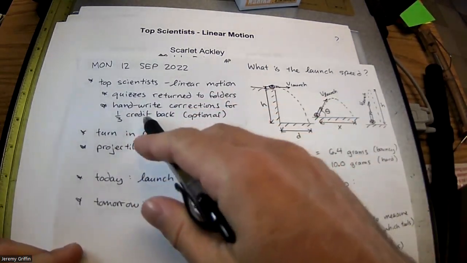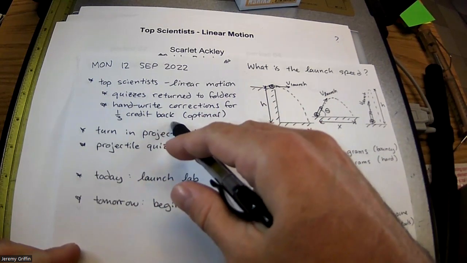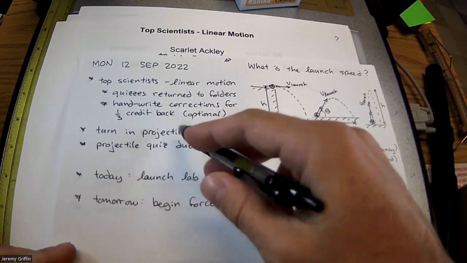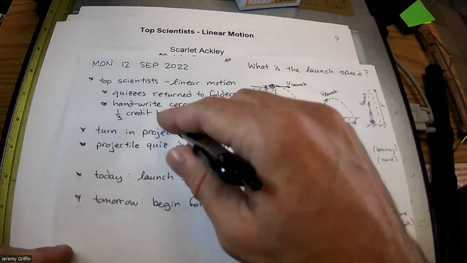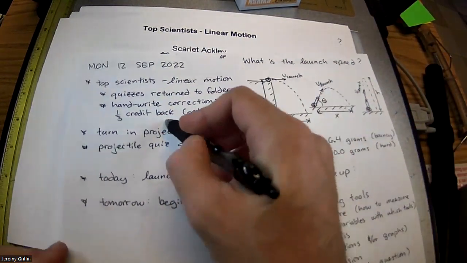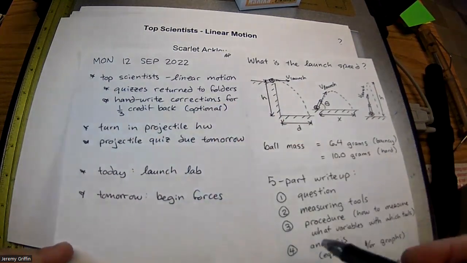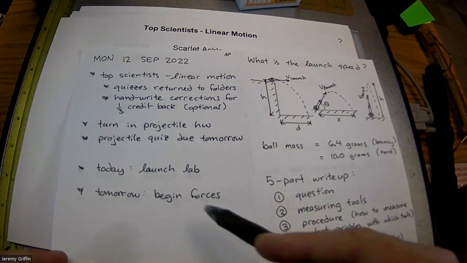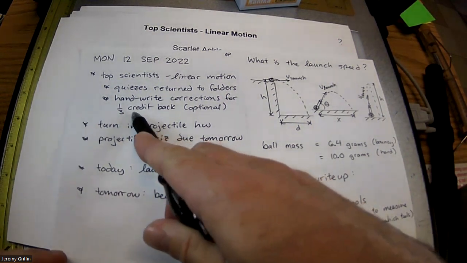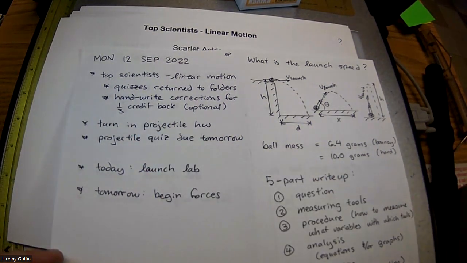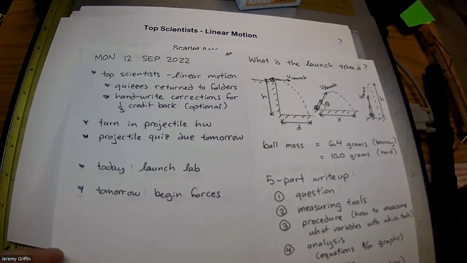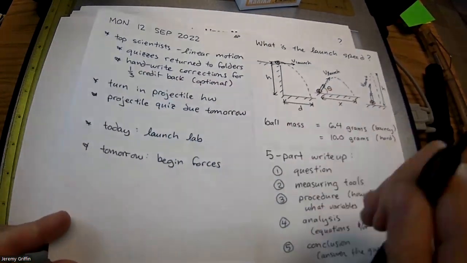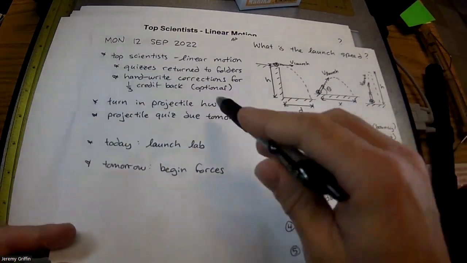Quiz to return to folders. If you want partial credit back, find all the problems that you missed, handwrite corrections, and turn those into the grade tray, and I'll give you partial credit back. So if you got a 90 and you handwrite corrections, you get a third of that back. If you got a 70 and you handwrite corrections for the three problems you missed, you get a third of that back too.